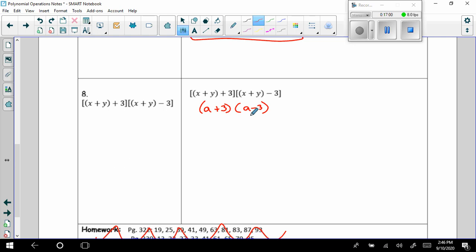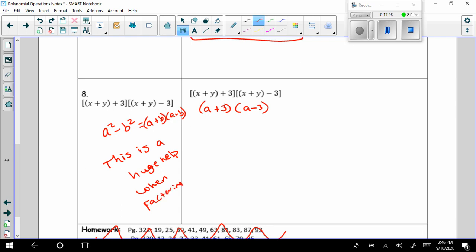Well, we know this pattern. This is difference of squares. This is a squared minus b squared is how this will factor out. All right. And if you know that pattern and you know that this always factors as (a + b) and (a - b), then this is a huge help when we factor. Okay, so the more patterns you memorize, the better off you'll be.